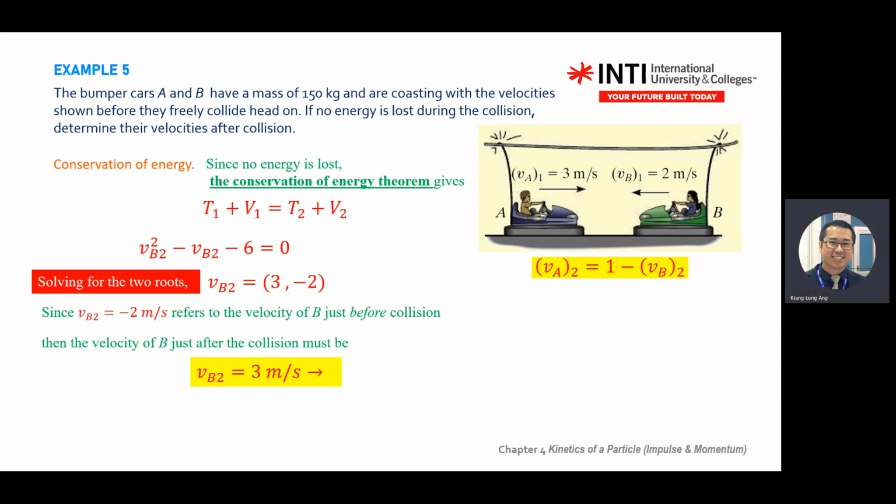So you get 2, means you see the diagram give you 2, but this one is before collision, negative 2. So after, you choose the positive value. So this is how you work it.